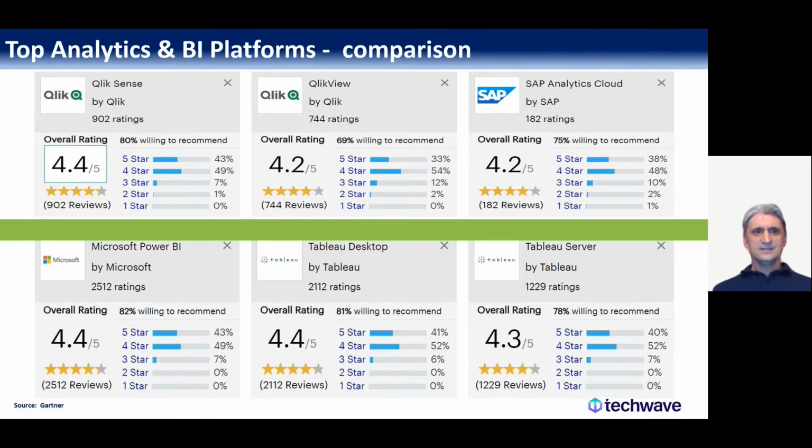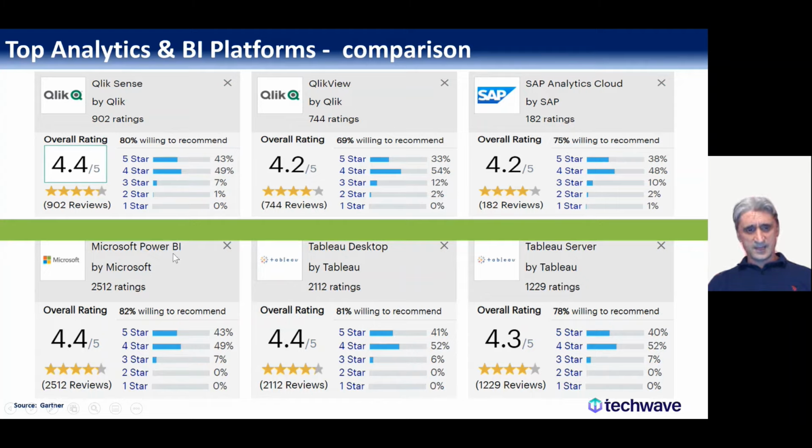So let's look at some comparison in terms of top analytics products. You can see here from Qlik, for example, QlikSense and QlikView, the satisfaction rate or the recommendation rate is 80 versus 69. So that clearly shows where the development investment goes from Qlik. It goes into QlikSense. You will see that SAP Analytics Cloud is the latest or the newest SAP BI product, has a rating of 4.2 with 75% willingness to recommend.